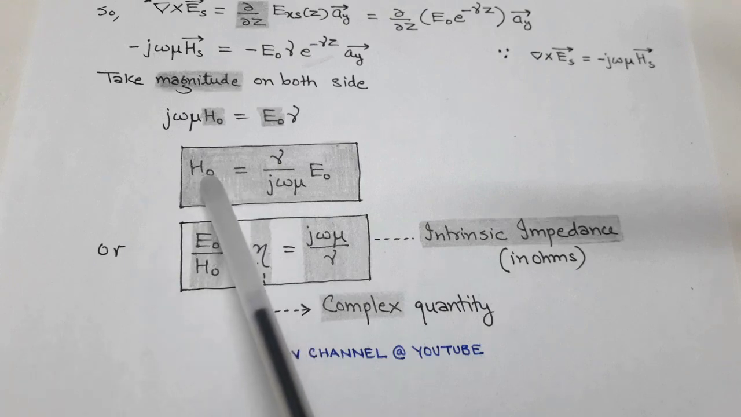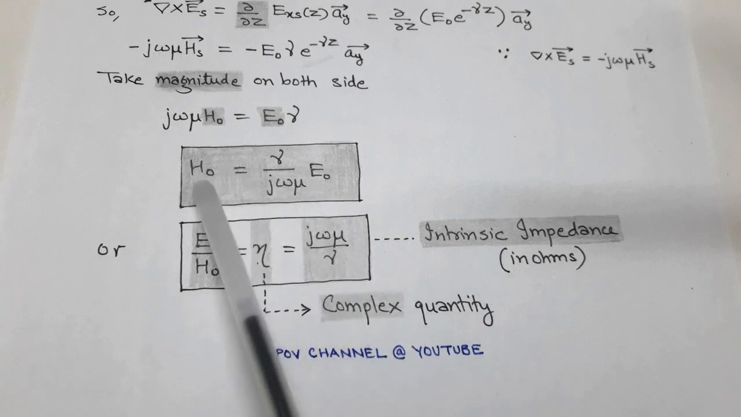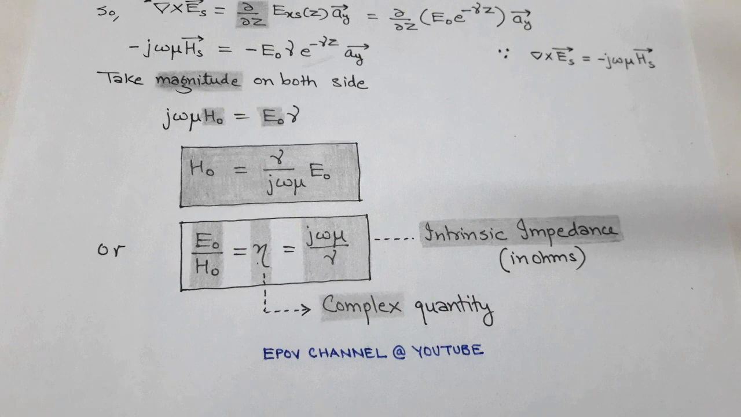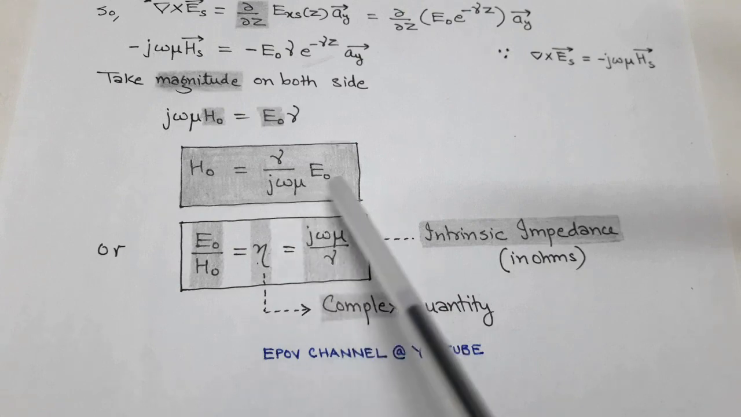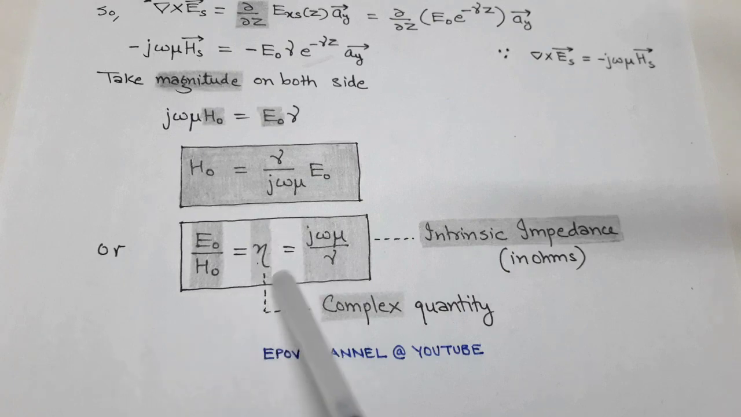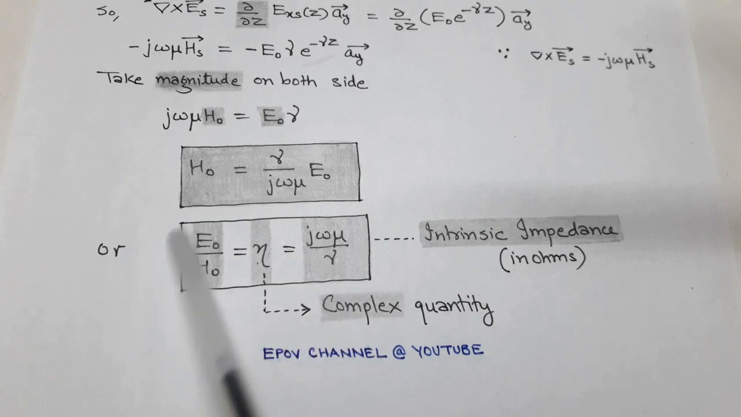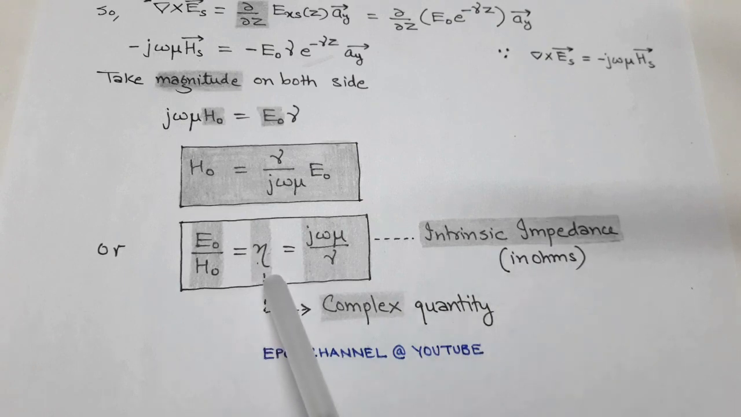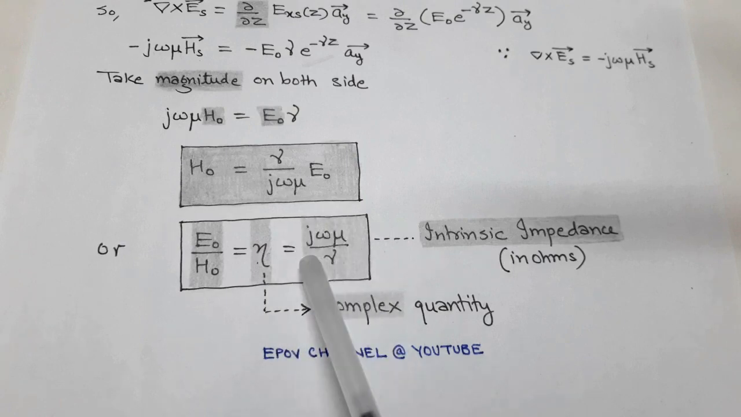From here we get a relationship between the magnitude of the electric field E0 and the magnitude of the magnetic field H0. The relation is H0 equals γ upon jωμ times E0. From here we obtain the ratio E0 upon H0, which equals jωμ upon γ. This ratio, the ratio of the magnitude of the electric field to the magnetic field, is called the intrinsic impedance of the wave, and it is measured in ohms. Since the intrinsic impedance equals jωμ upon γ, it is an imaginary expression, so we can say the intrinsic impedance is a complex quantity. It has a zero real part, and the imaginary part is ωμ upon γ.